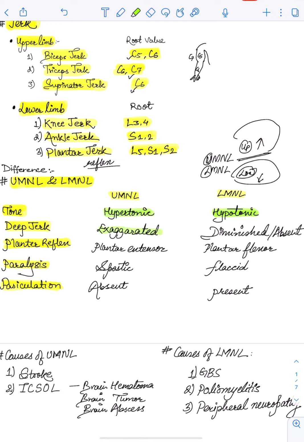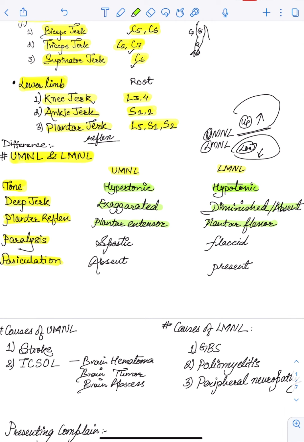In upper motor neuron lesion these are exaggerated, meaning increased. If you do knee jerk, it's exaggerated, more than normal, the leg is lifted more than normal. It's diminished or absent in lower motor neuron lesion. Plantar reflex is a superficial reflex. In upper motor neuron lesion it is plantar extensor, that is up, towards the body. In lower motor neuron lesion it is plantar flexor, that's down.